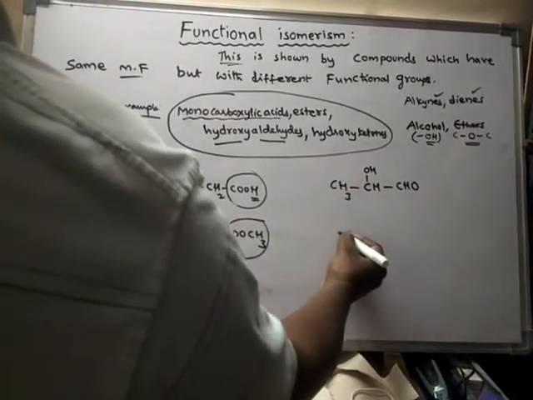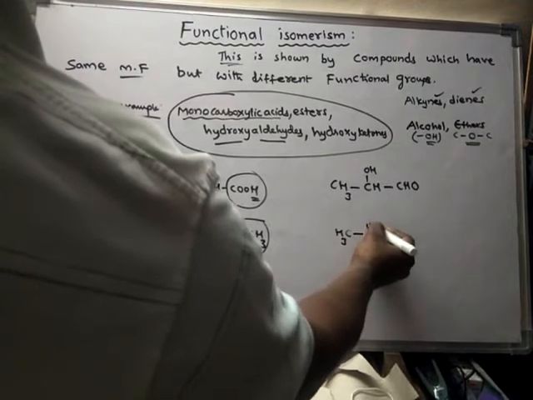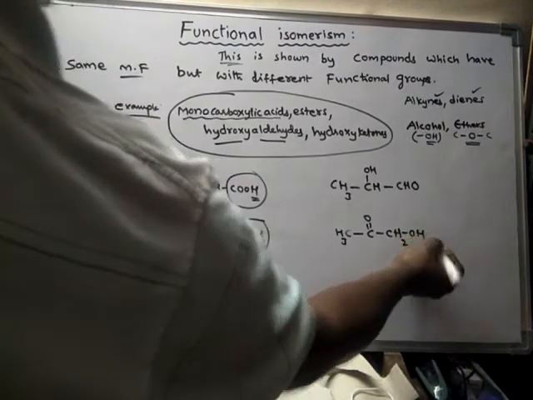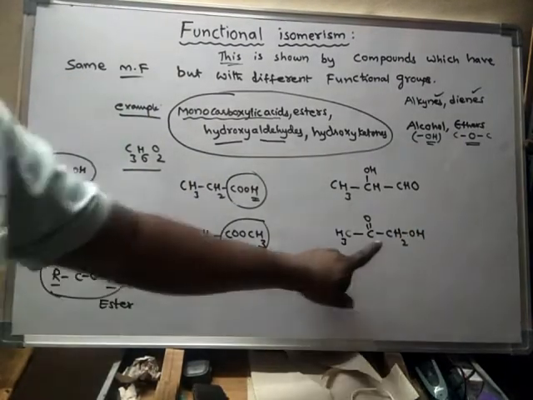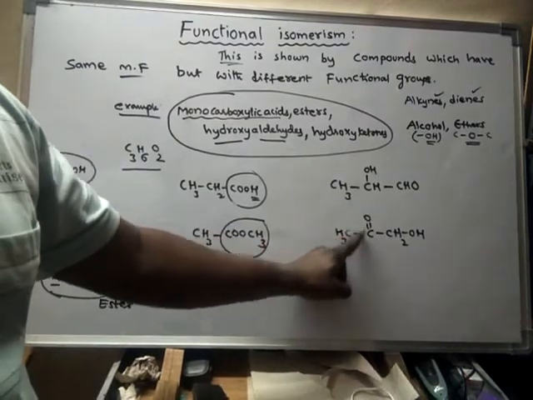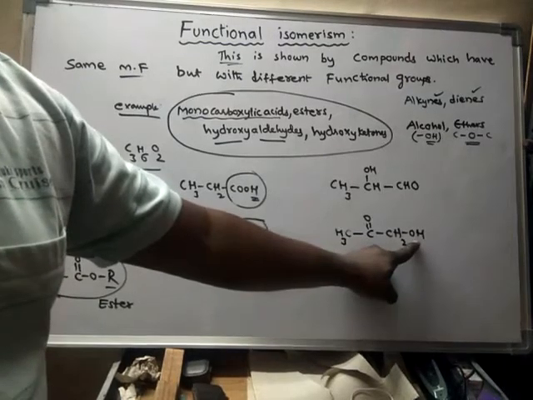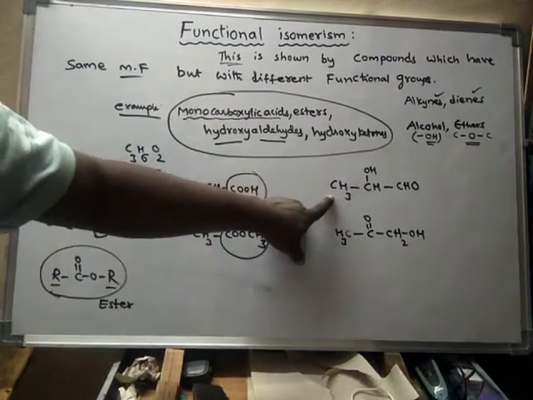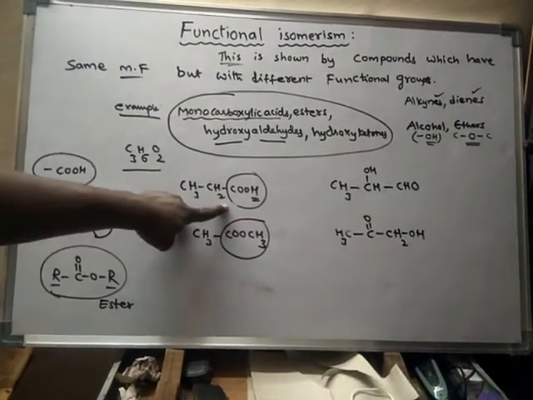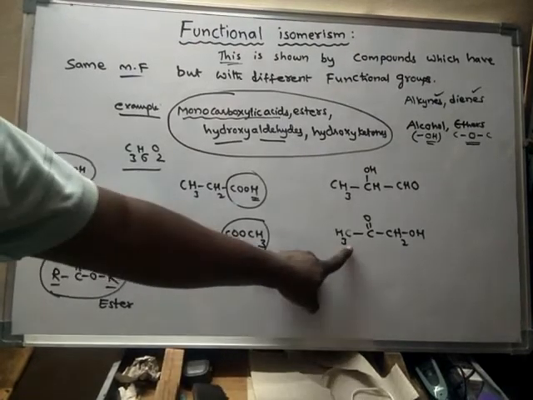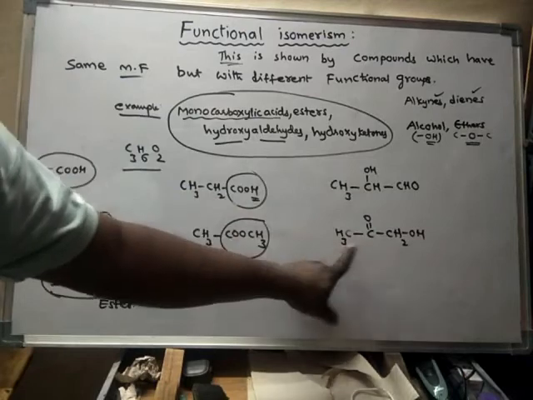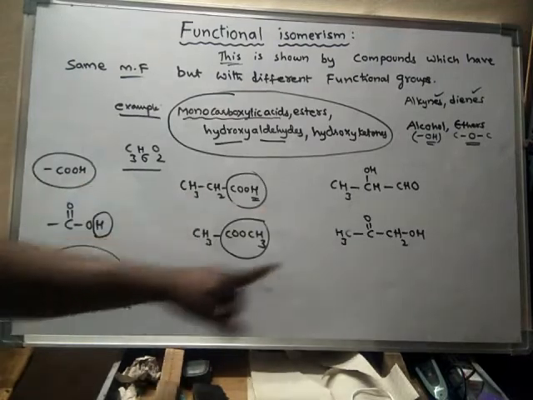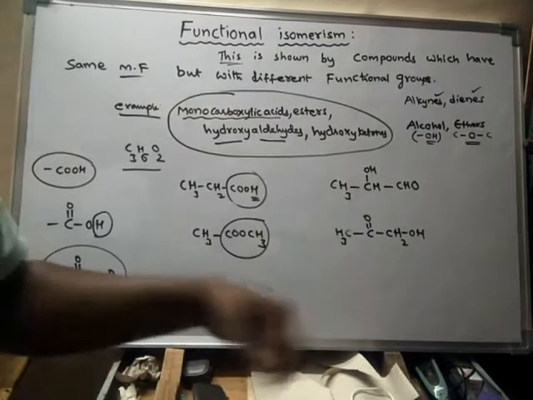Hydroxyketones. Hydroxyketone. So this is the ketone group, CO, and the alcohol group, OH, hydroxy. So hydroxyketones. This is hydroxyaldehyde, this is hydroxyketone, this is monocarboxylic acid and this is ester. See, look into the molecular formula of this one: C3H6O2. Same molecular formula. So these all have the same molecular formula, but they possess different functional groups.